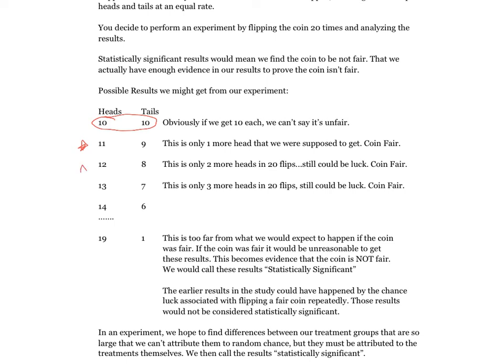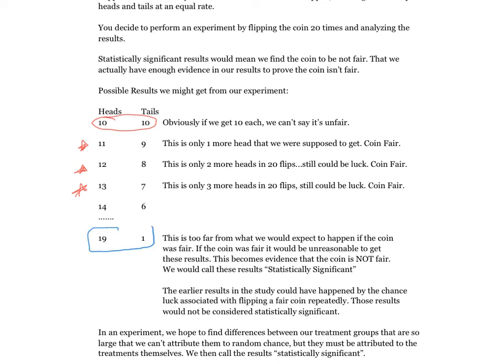Let's say you got 12 heads and 8 tails. Well, that's still only 2 more heads in 20 flips. Okay, that still could be luck. We'd still have to say the coin is fair. Those results are not statistically significant. And then, how about 3 more heads out of 20 flips? That still is not very crazy. That could totally happen. If you think I'm lying, flip a coin 20 times and see what you get. Okay? But at some point, the results will get too crazy, and we'd start to believe that, wait a second, maybe this coin is not fair.